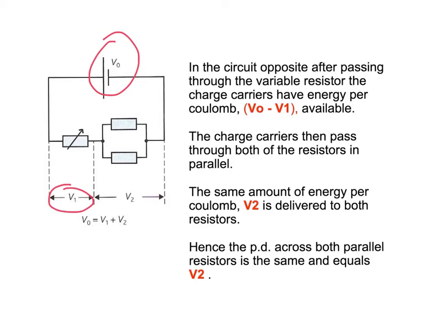The charge carriers then pass through both of the resistors in parallel. The same amount of energy per coulomb, V2, is delivered to both resistors. Hence the PD across both parallel resistors is the same and equals V2. So there's V2 across this resistor and V2 across this resistor. Same potential difference.